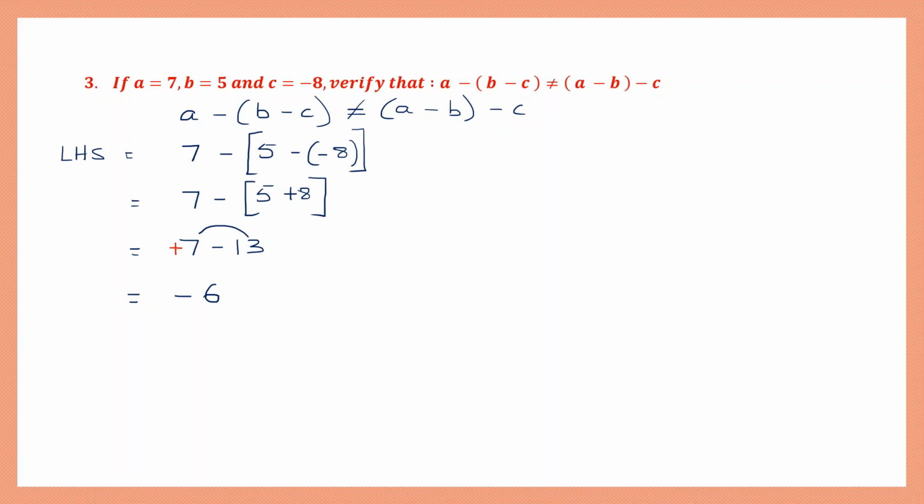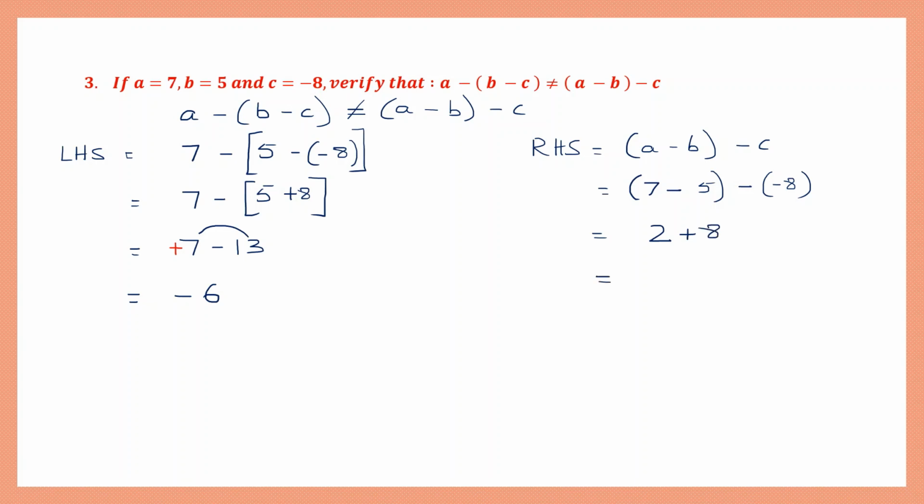Now let's see what we have on the right hand side. So right hand side, the question is (A minus B) minus C. So here we have, in place of A, we're going to substitute the value. A is 7 minus B is 5. Then close brackets, minus C is minus 8. Now we're going to remove brackets here. So 7 minus 5 is 2. And there also we're going to remove the brackets. Before that we have a minus sign. So this will change to plus. So that is plus 8.